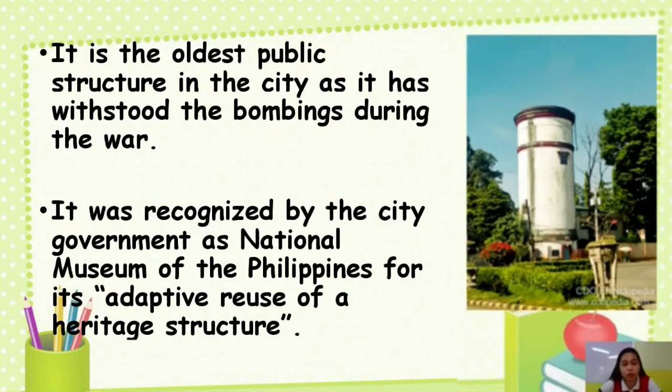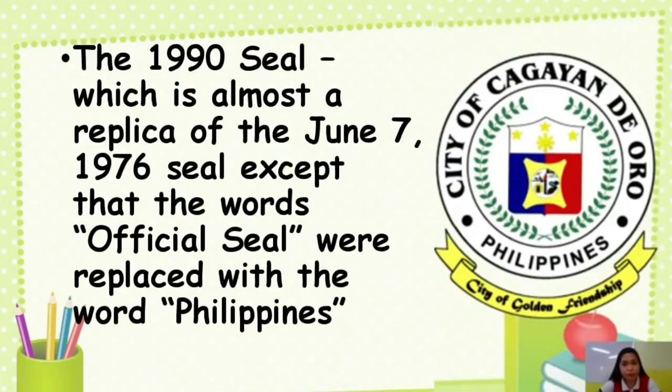heritage structure. And our city museum has 3 levels. The ground level has photos of famous Cagayanons who made a big contribution to the city, which allow you to take photos, while the second and third floors hold photos of the lifestyle and events of the old city.